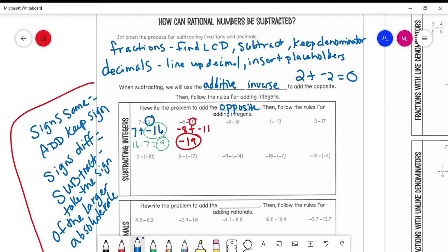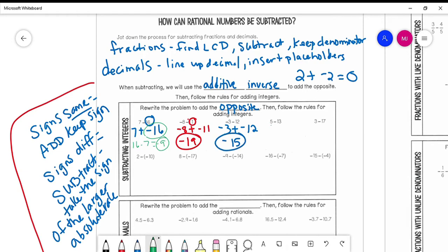Okay. So keep that first number. Change subtraction to addition of the opposite, and the opposite of 12 is negative 12. Okay, our signs are the same. If they're the same, add and keep the sign. So 3 plus 12 makes 15, and the signs are negative, so the answer is negative 15.